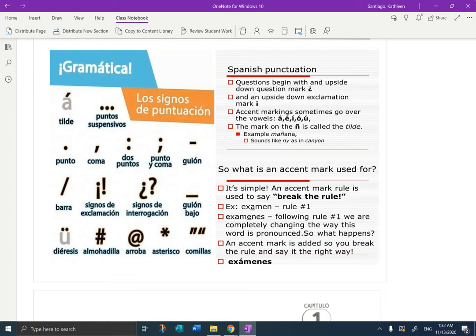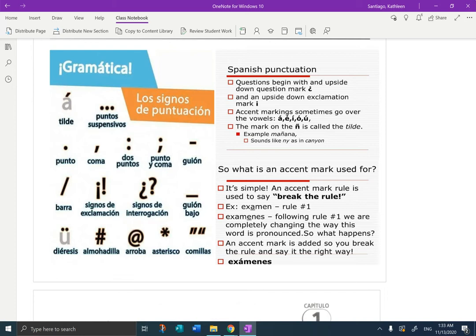Signos de exclamación are your exclamation points. Remember, in Spanish, you need the upside down one as well, and we're going to talk about that. Then you have the signos de interrogación. Think about interrogations as asking a lot of questions. Again, you have the inverted and the regular. Guión bajo is like an underline. Diéresis is your two dots. Almohadilla is your hashtag. Arroba is your @ sign. Asterisco is your asterisk. And entre comillas are your quotes.